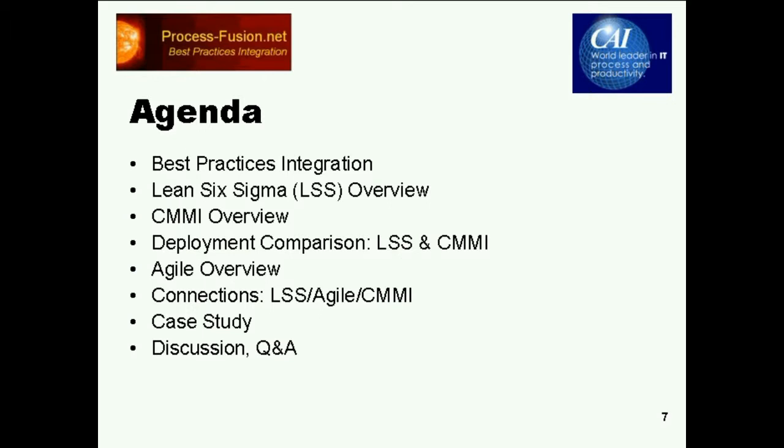Then we'll get into a little bit of an overview of Agile, and we'll talk about connections between Lean Six Sigma, Agile, and CMMI, again, comparing, contrasting, exploring how they might be combined and ways in which they might be synergistic, and for that matter, some ways in which they might be mutually exclusive or contradictory. I'll talk briefly about a little case study, and then we'll have some discussion and Q&A time at the end of the webinar.